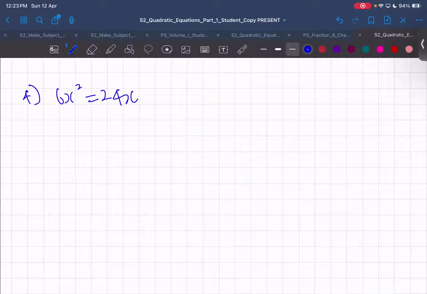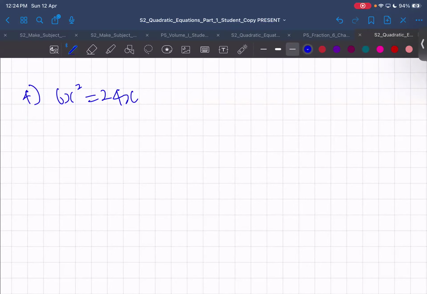Okay? So again, every time I have this one, right, I cannot divide x on both sides, correct? Because I will be missing one solution. So what to do? Bring over, and we can factorize. Bring what over? Bring the 24x to the left side. Then you can factorize, which becomes 6x squared minus 24x equals to 0.